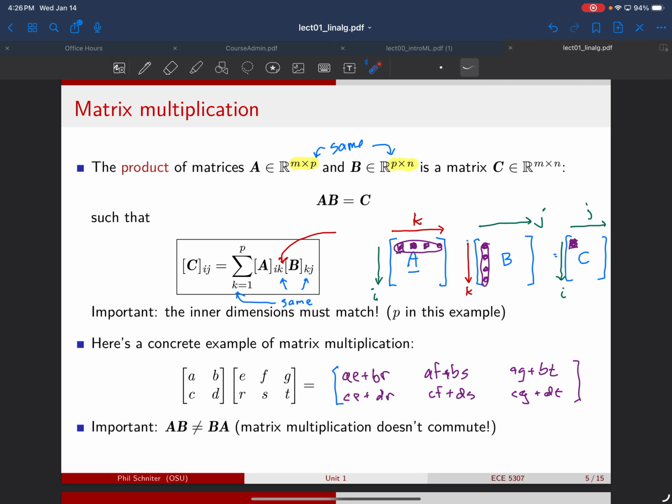Okay, so this is super important. And what's cool about the way all this works is that even if these entries are not scalars, but vectors or matrices themselves, you can still use exactly the same approach to multiply them. And we'll see that on probably the next slide.